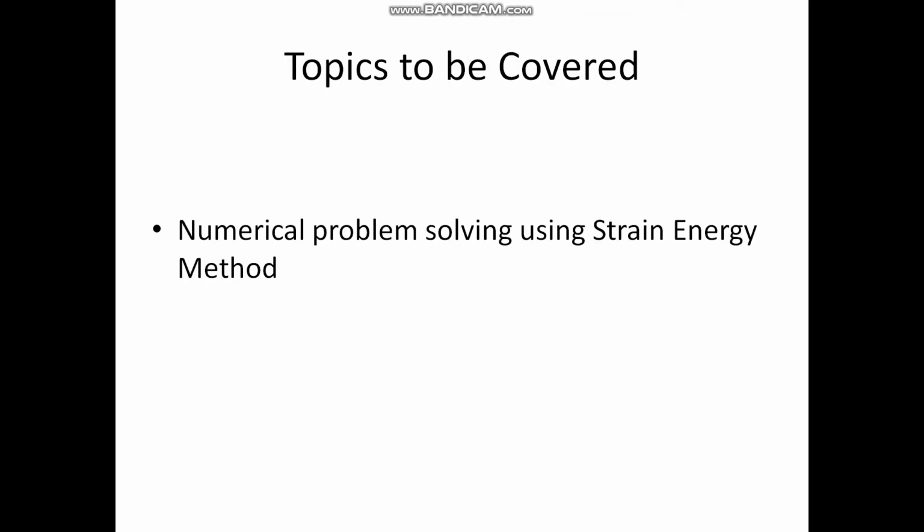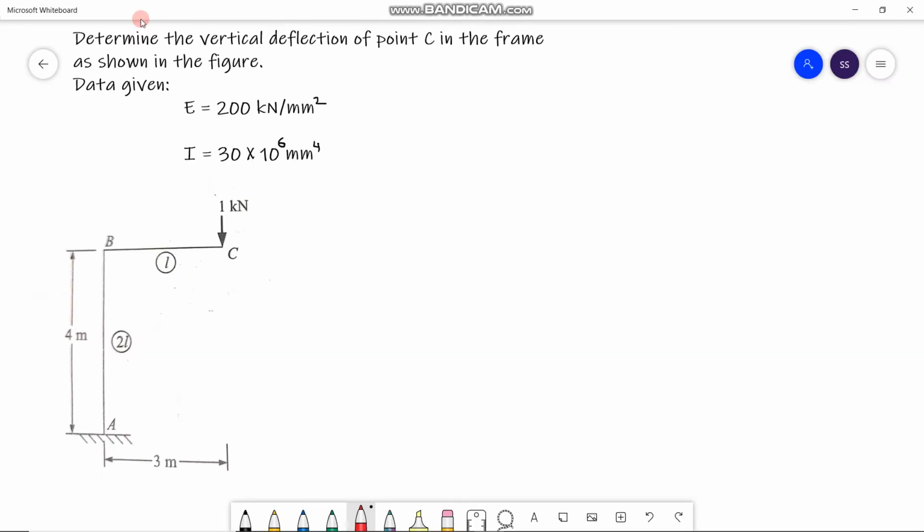Let us first have a look at the topics that we are going to cover in this lecture. The topic is numerical problem solving using the strain energy method. By solving the following problem, we will be able to calculate the deflection at a certain point using the strain energy method. In this numerical problem, we have to determine the vertical deflection at point C in the given frame. That means we have to calculate the deflection at this point, point C of this frame.